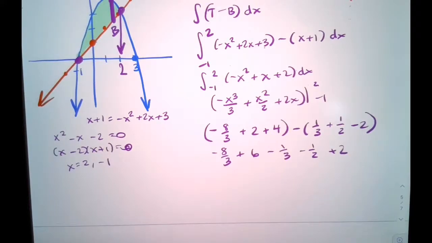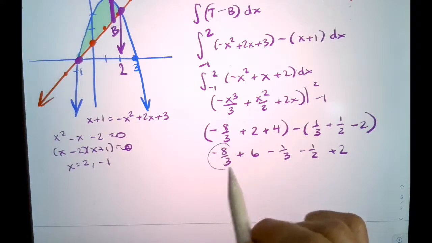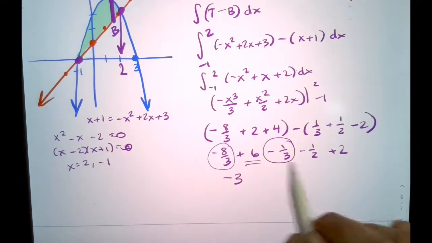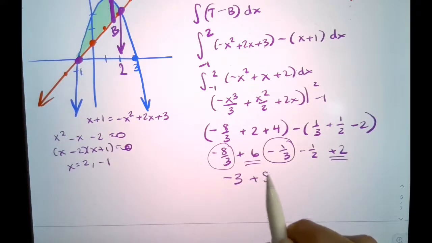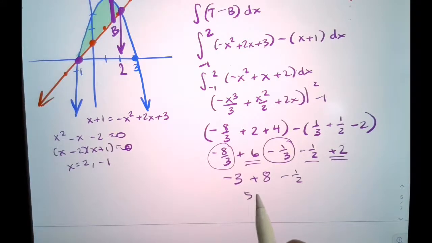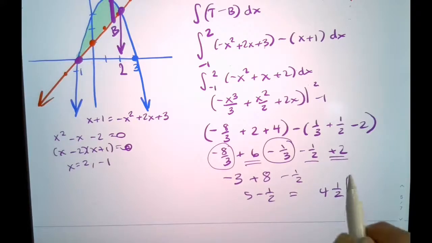So sometimes what I do is I try to look at those fractions and say, do I really need a common denominator? Not really. Negative 8/3 minus 1/3. That's negative 9/3. That's negative 3. And then I have a 6 and a 2. Well, that's an 8. And then I have this little 1/2. So what I have is 5 minus 1/2, which is 4.5.